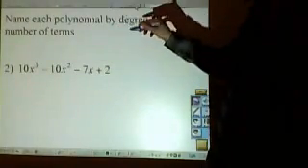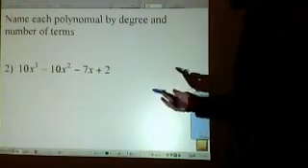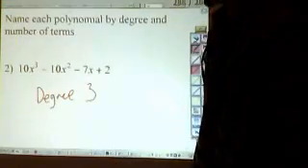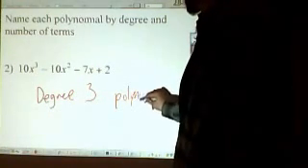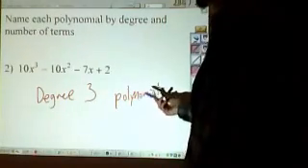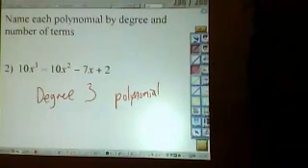Let's move along, okay? I don't want this to take forever. I want you guys to just see how to do this. So 10x cubed, what's the degree of this one? The degree is 3. And the number of terms in here, again, is a polynomial, all right? Anything more than 3 terms is a polynomial.